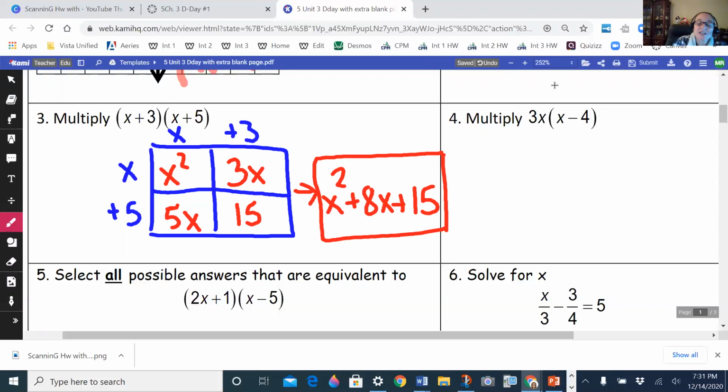This is actually area as a sum. The original problem that they gave us, x plus 3 times x plus 5, is area as a product. But they just wanted us to give the multiplied answer, which is adding up everything on the inside.